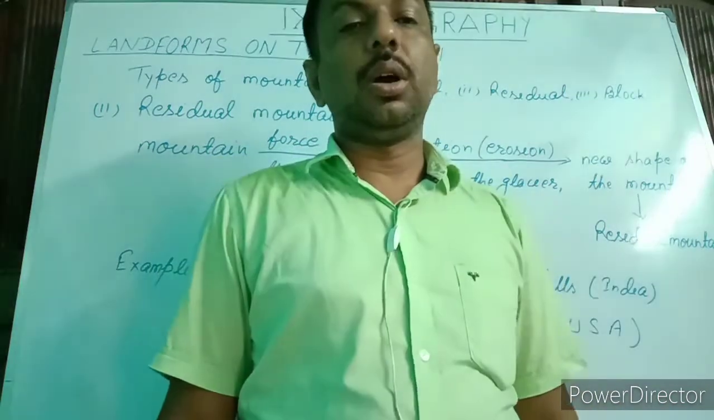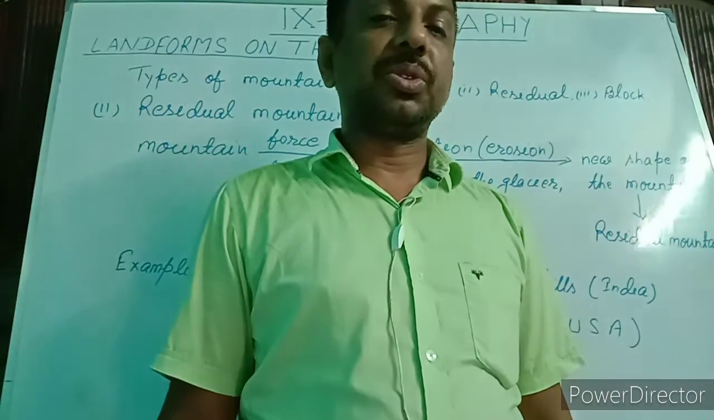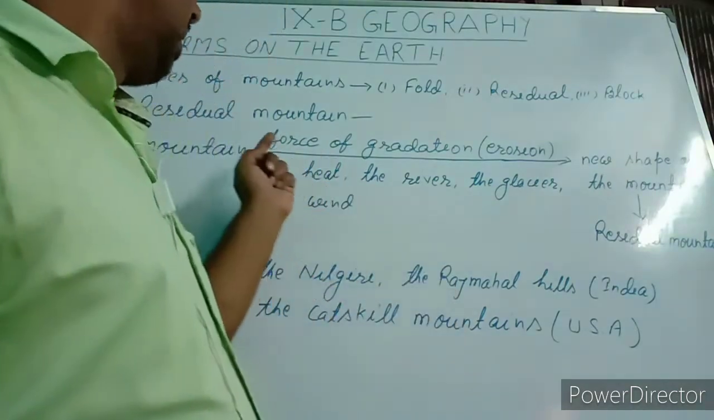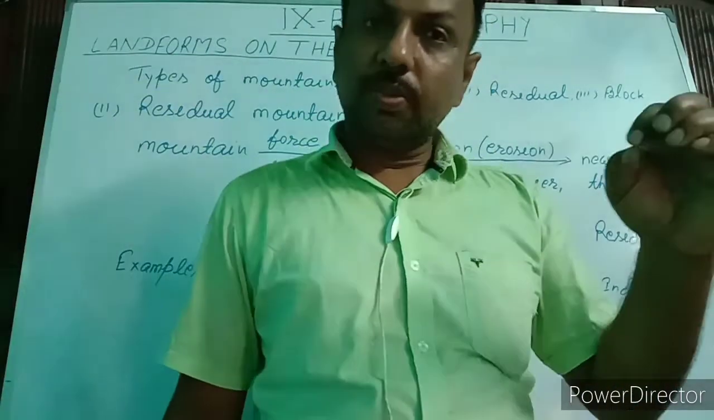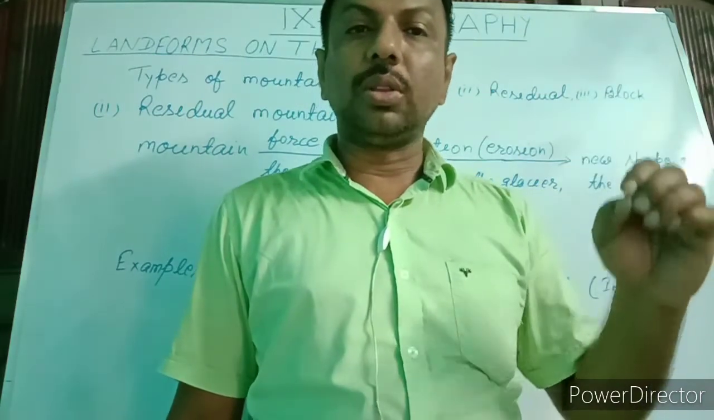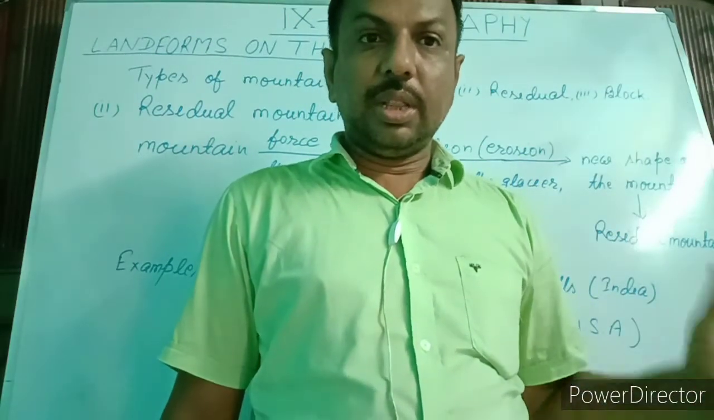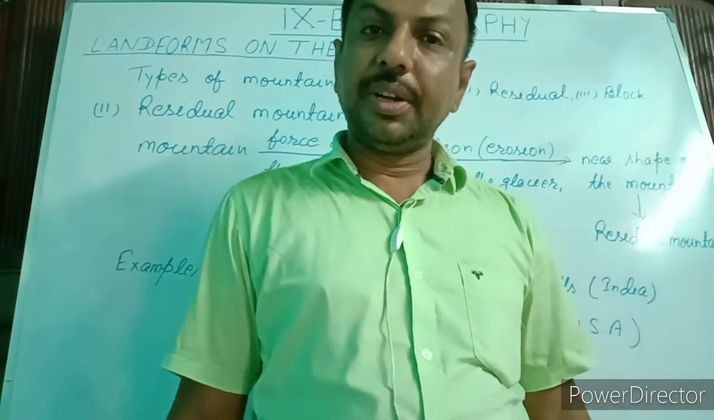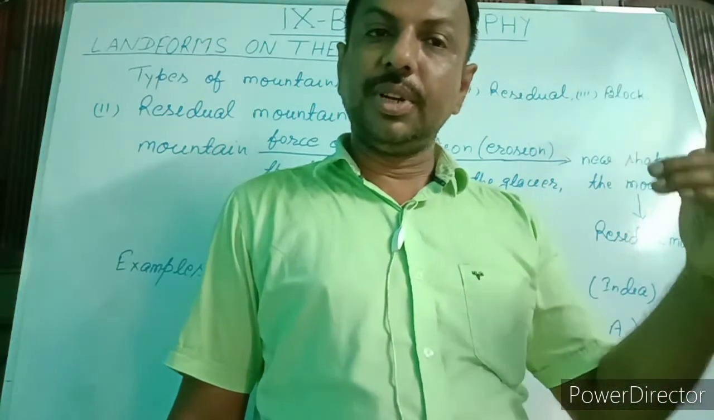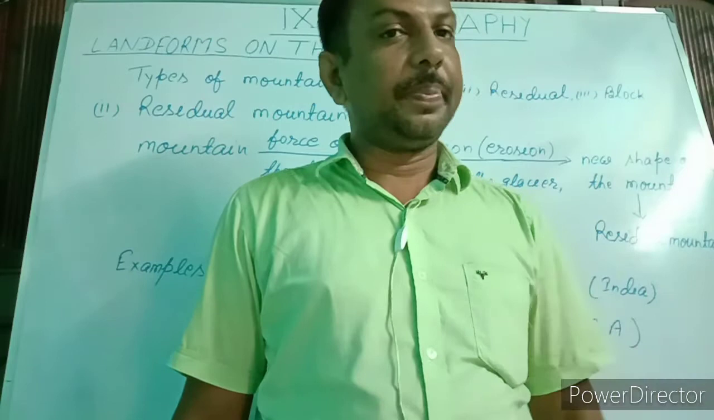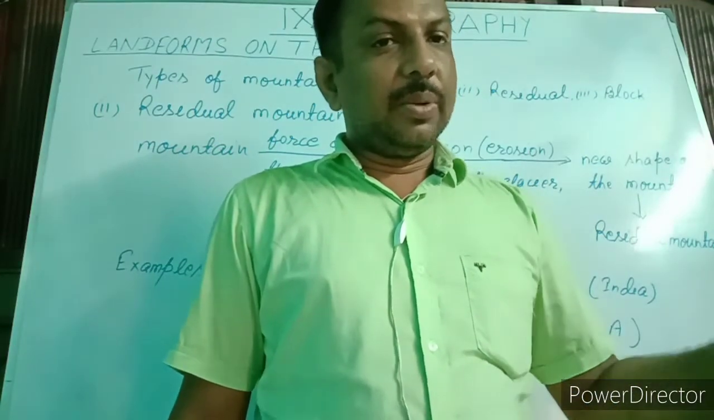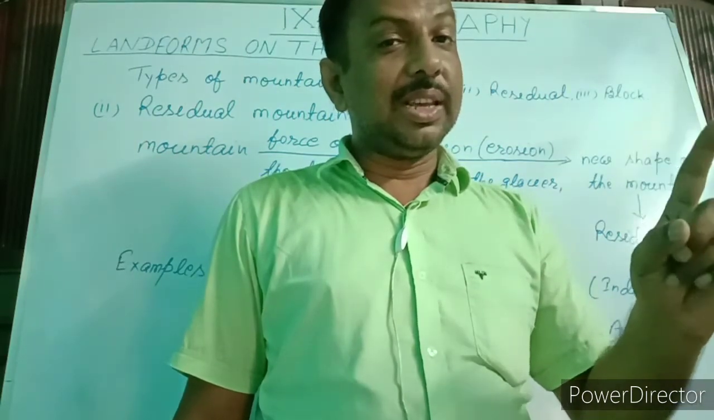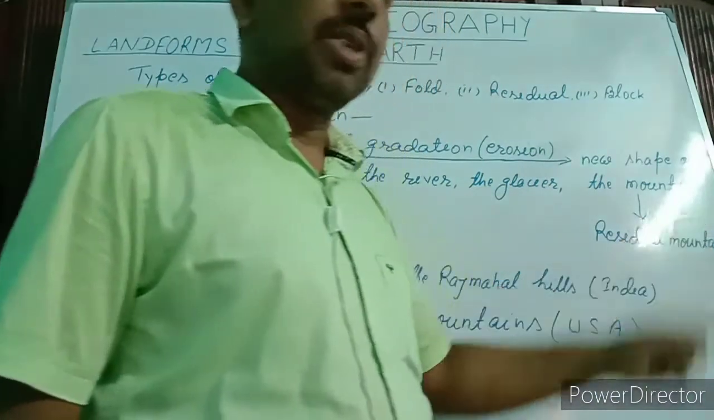In one sentence, how shall we explain the process of formation of the residual mountain? We can say a force of gradation or the force of erosion is active on the mountain. This force changes the shape and size of the previous mountain in the sense of its height and the slope. In such a way, the newly formed mountain whose shape is changed is called residual mountain.